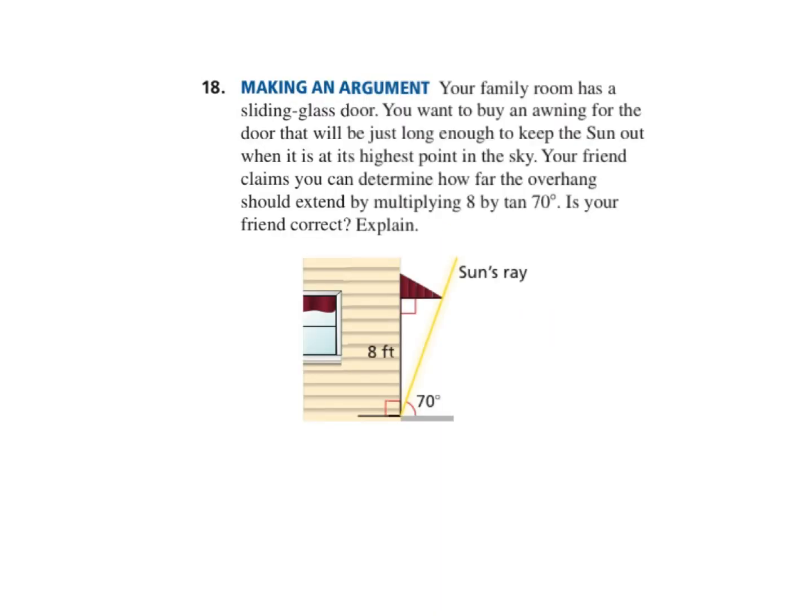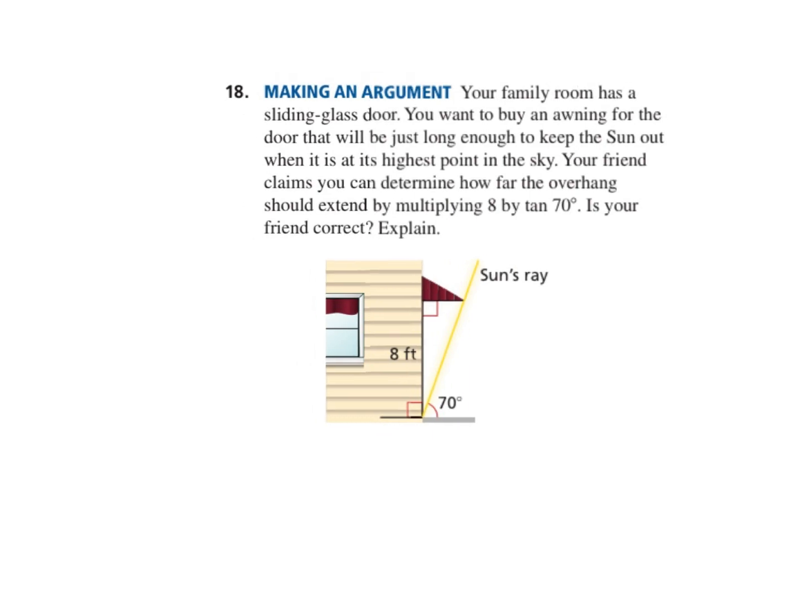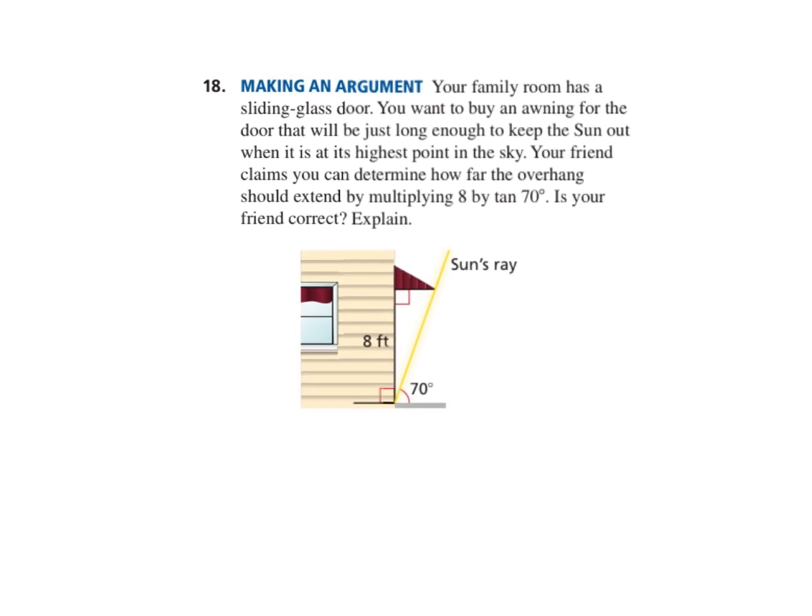All right, last one. Your family room has a sliding glass door. You want to buy an awning for the door that will be just long enough to keep the sun out when it is at its highest point in the sky. Your friend claims you can determine how far the overhang should extend by multiplying 8 by the tangent of 70 degrees. Is your friend correct? Well, let's find out. We have the sun's rays. We have the height of your door, 8 feet. And the sun rays are at 70 degrees here.